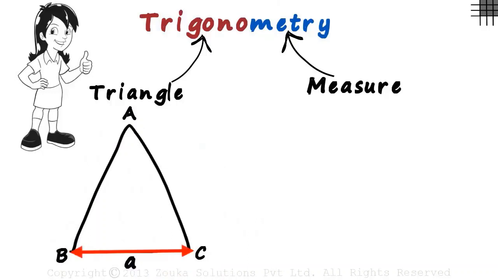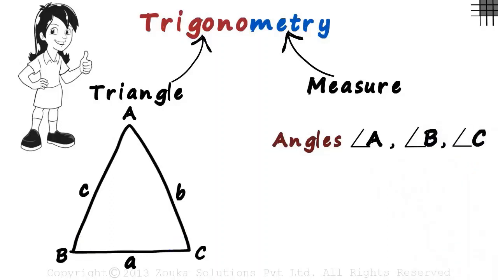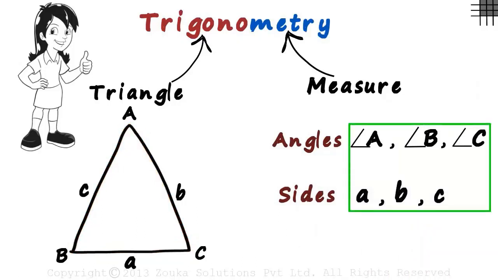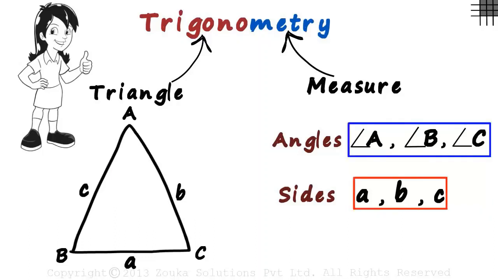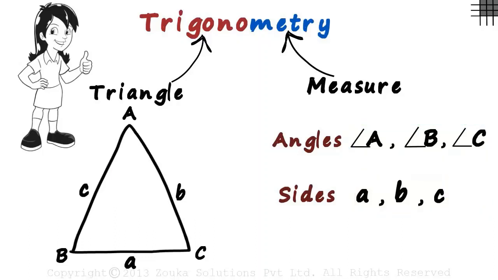Let A be the length of the side opposite angle A, and similarly, let B and C be the lengths of the sides opposite angles B and C respectively. Take a close look at the triangle. What all can we measure in this triangle? We can measure the angles, angle A, angle B and angle C, or find the lengths of the sides, which in this case are A, B and C. These are the only 6 things we deal with in trigonometry. 3 sides and 3 angles. Out of these 6, we are given a few, and using trigonometry, we need to find the rest.